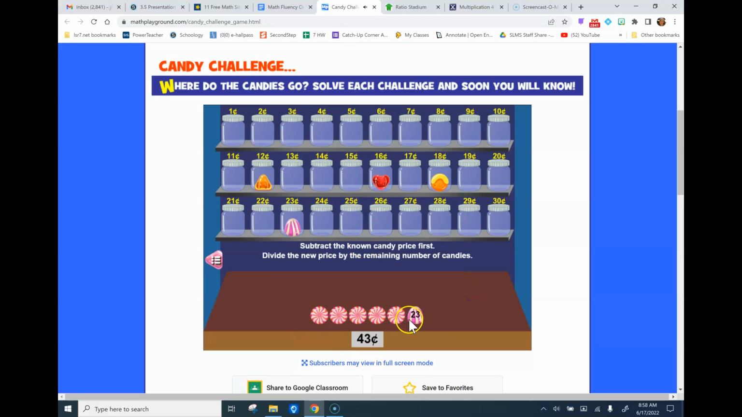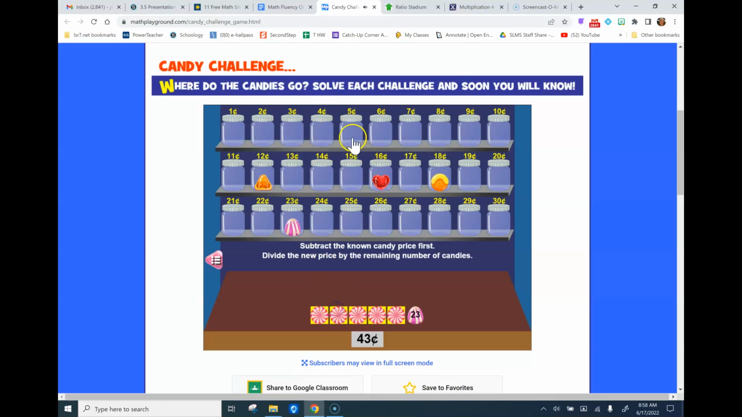You know, the candy comes up, and so as you go, subtract the known candy price first, divide the new price by the remaining number of candies. So you take 43 minus 23, which is 20. Then I have 1, 2, 3, 4, 5. 20 divided by 5 is 4.